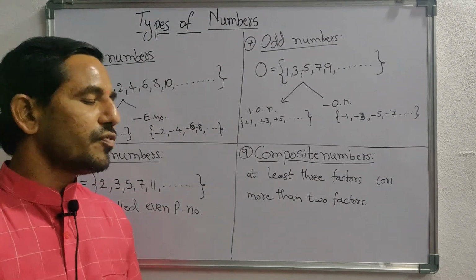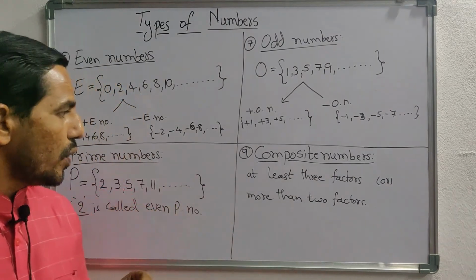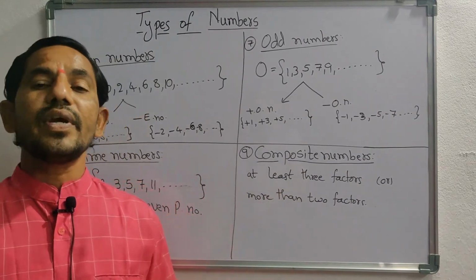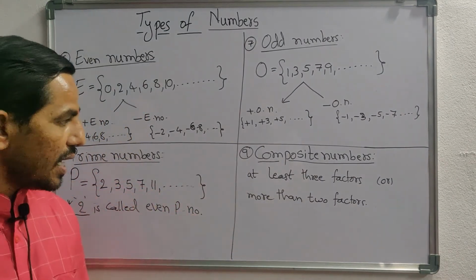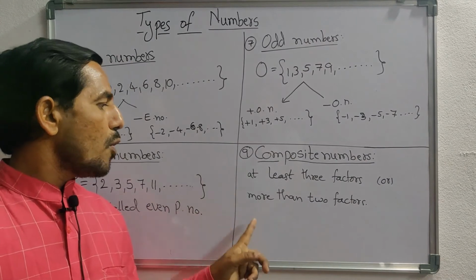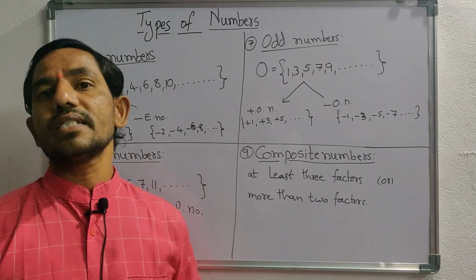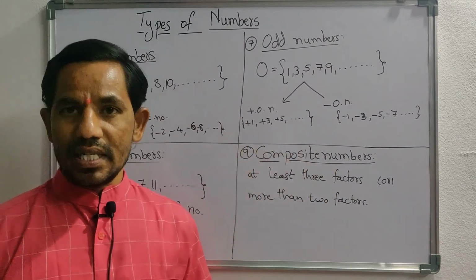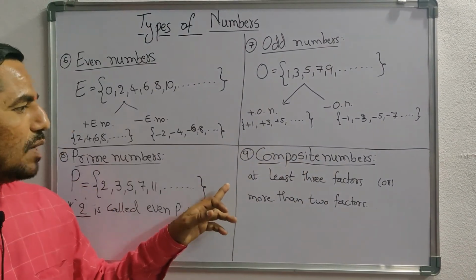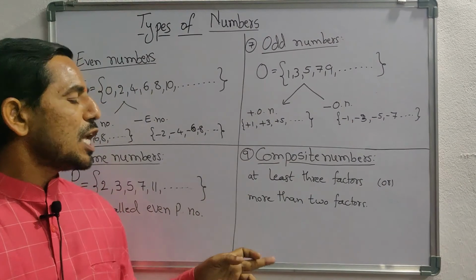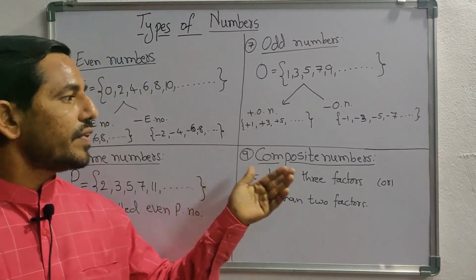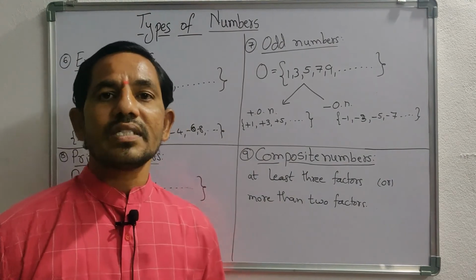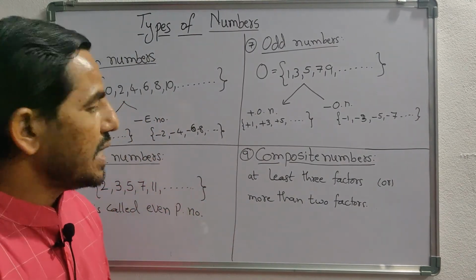Composite number means a number which has at least 3 factors, or more than 2 factors. Such numbers are called composite numbers. Composite number definition once again: a number which has at least 3 factors or more than 2 factors is called a composite number.